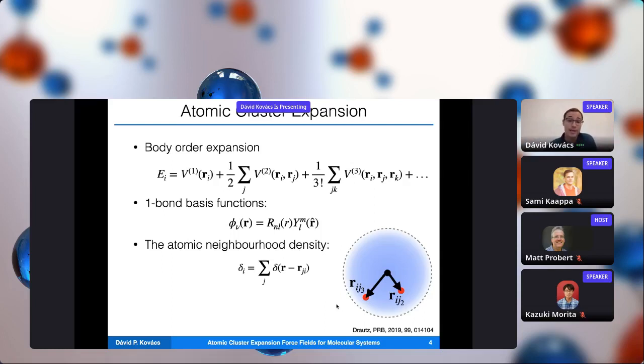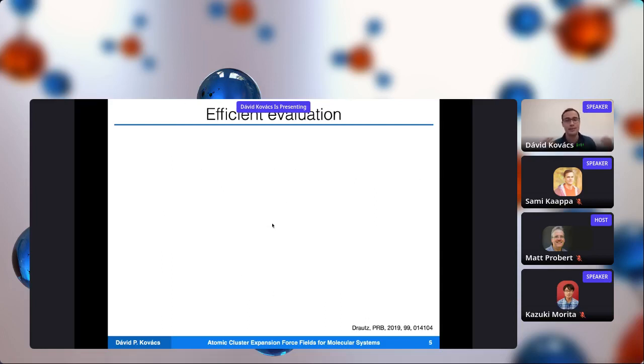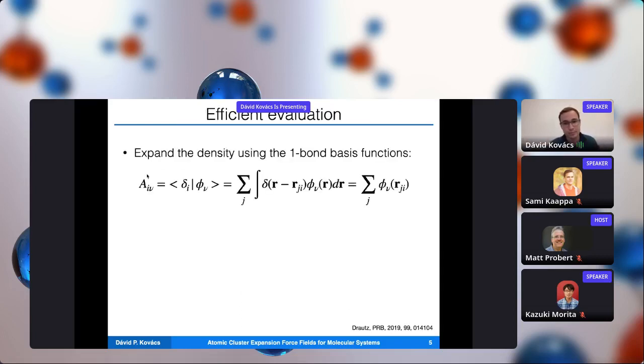And what we do is expand this neighborhood density in the basis that we have just defined. So this is in some sense a discretization of this density into a basis. Mathematically, it looks like this. Because these were just delta functions, we end up with these one-bond basis functions evaluated at the neighbors. So this Rij is a vector pointing to the neighbor. So that's great. That's the start.